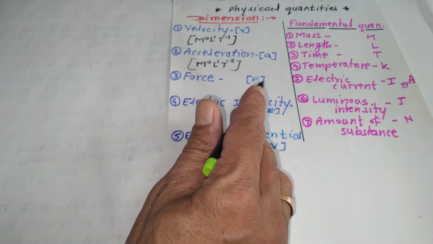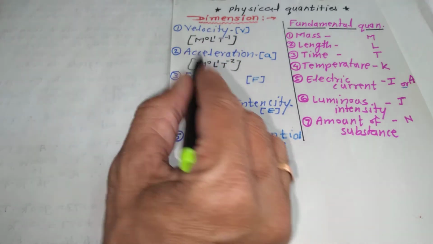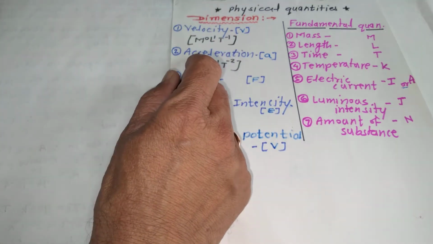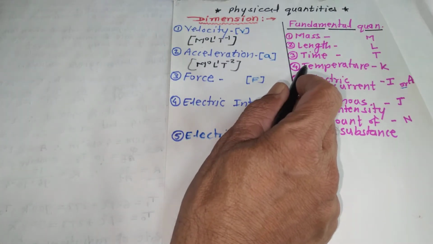Bottom line sentence, dimension ये एक्सप्रेस करता है, ये शो करता है कि गिवन क्वांटिटी फंडामेंटल क्वांटिटी पर किस तरह डिपेंड करती है.